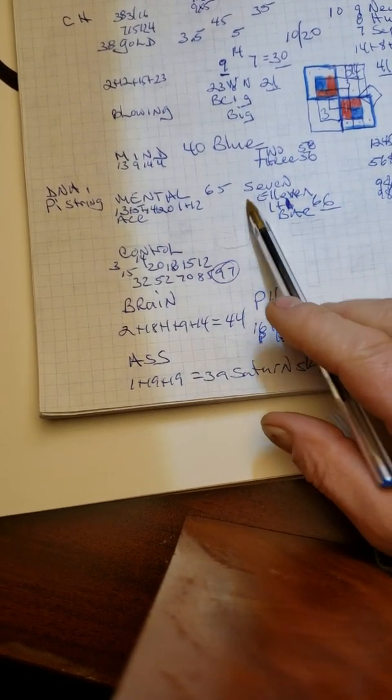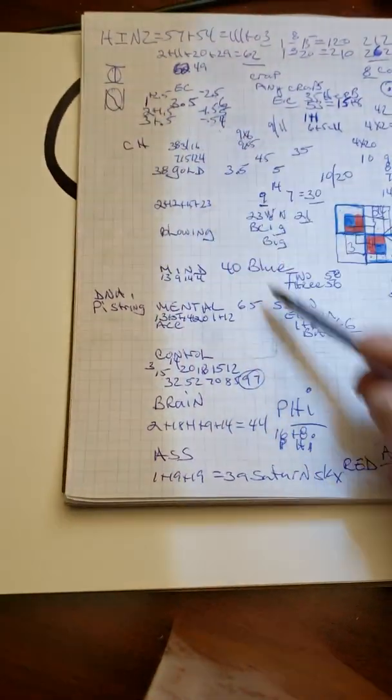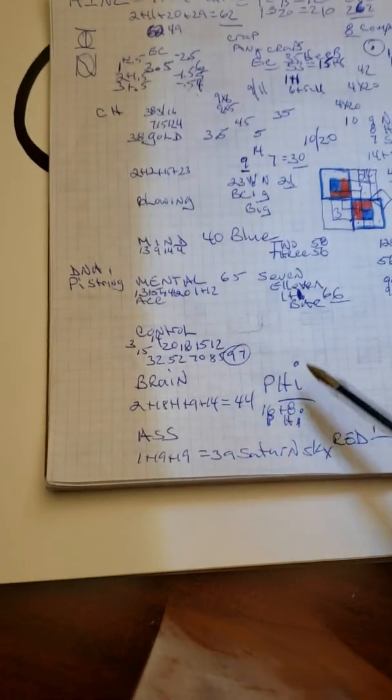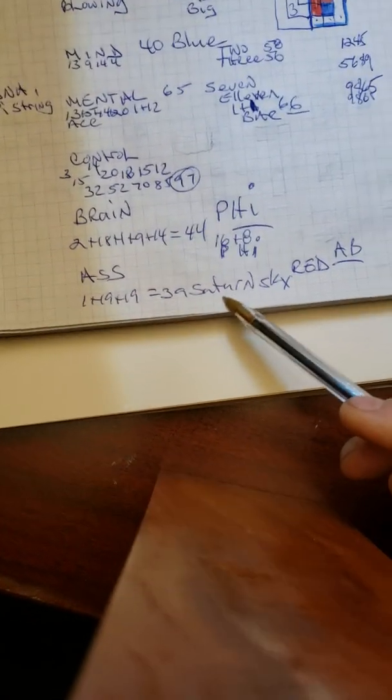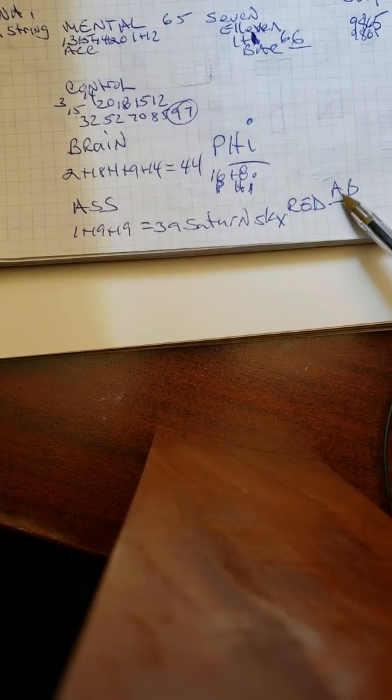7 comes 11. In 11 comes 1 and 1, bar the 66. Bar the H and the I. The H-I-N-Z, bar that moon. We have control, we have the brain, which is fine. Then we have the ass, which equals the Saturn sky and the red AB, making the purple blood.